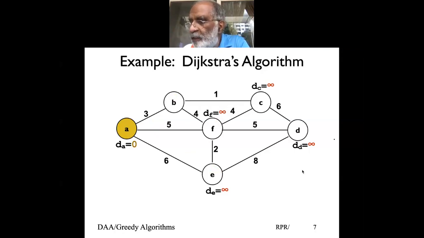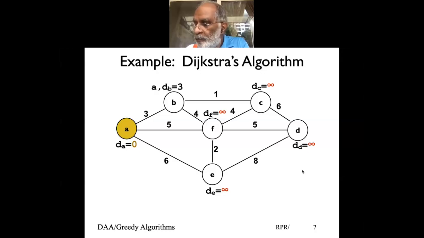The previous cost of B is infinity, but using A with an edge cost of 3, cost of A is 0 plus 3, which makes it 3. So the minimum of infinity and 3 is 3. So we'll set the cost of B as 3.